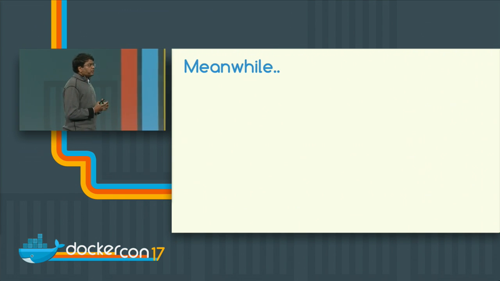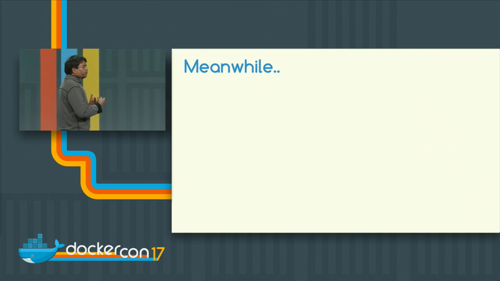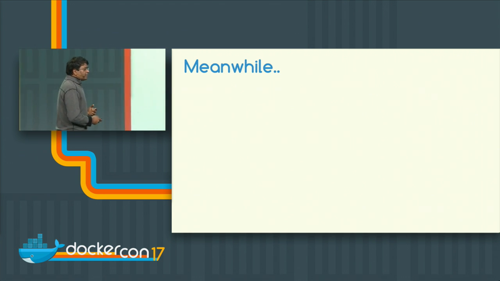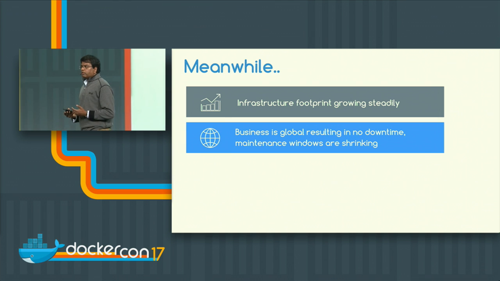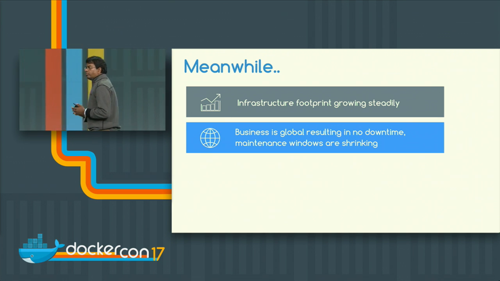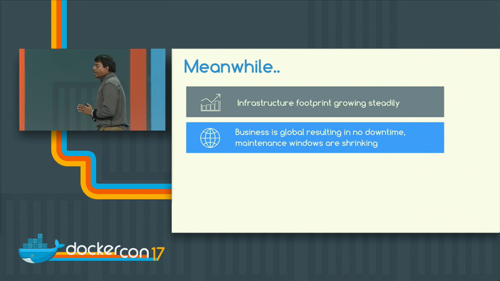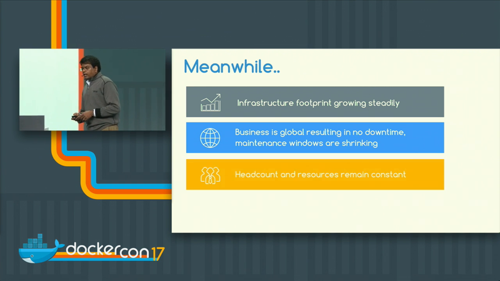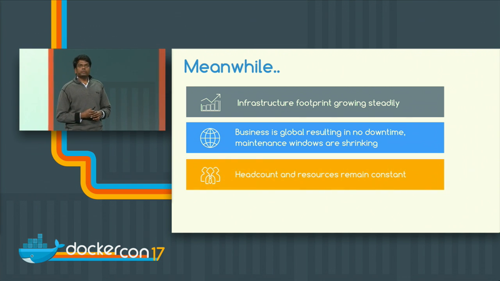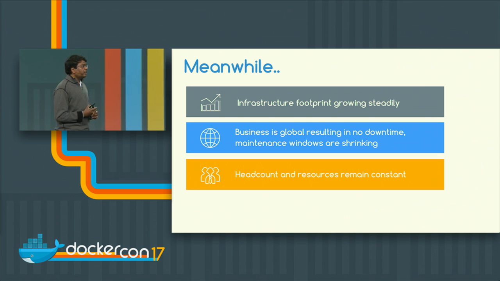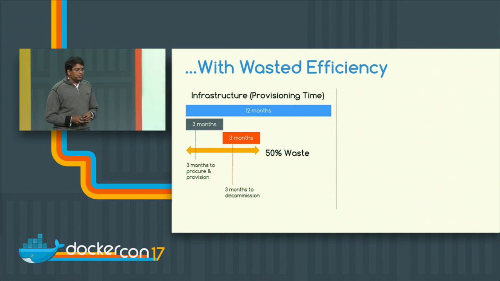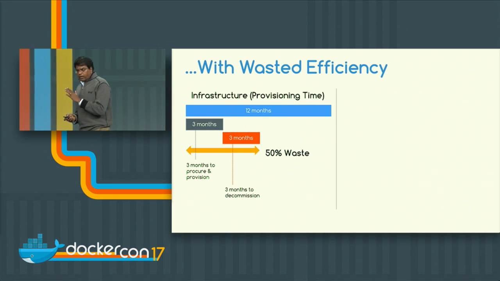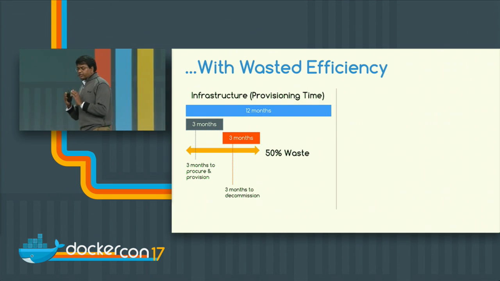Now, going back a couple of years, while we were deploying virtualization, the infrastructure footprint was growing. And the business is going global. As a result of the business being global, your change windows are shrinking. You cannot make any change. And headcounts are not growing at the same rate at which the infrastructure is growing. So what's the solution? Before I go to the solution, let me talk about efficiency for a second.